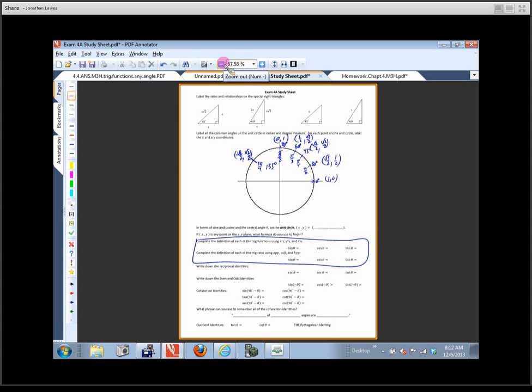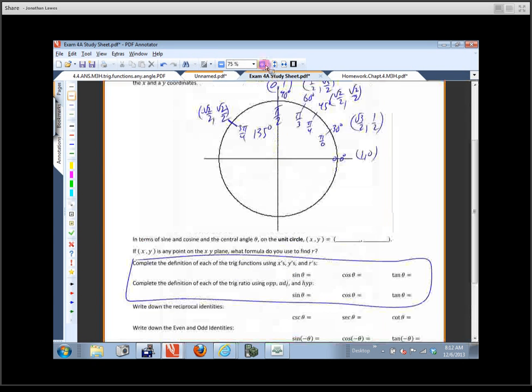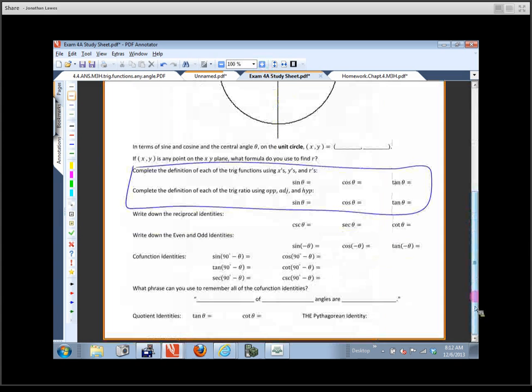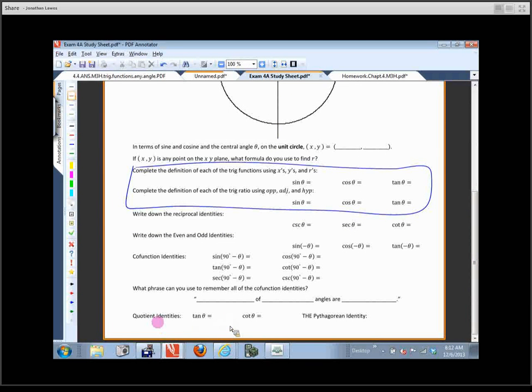You cannot get through trigonometry without knowing that the sine is the y-coordinate over the radius, if we're talking x's, y's, and r's, or it's the opposite over the hypotenuse. And same for the other 5 trig functions. You cannot get through trig without knowing that. If I go down to the bottom here, it just says the name of these. So it says, write down the quotient identities.